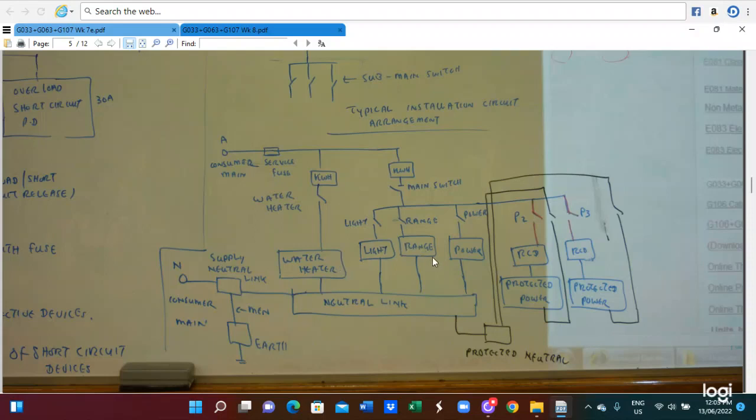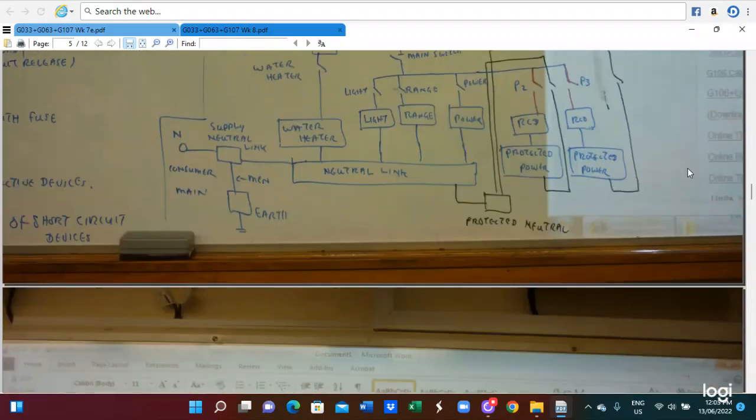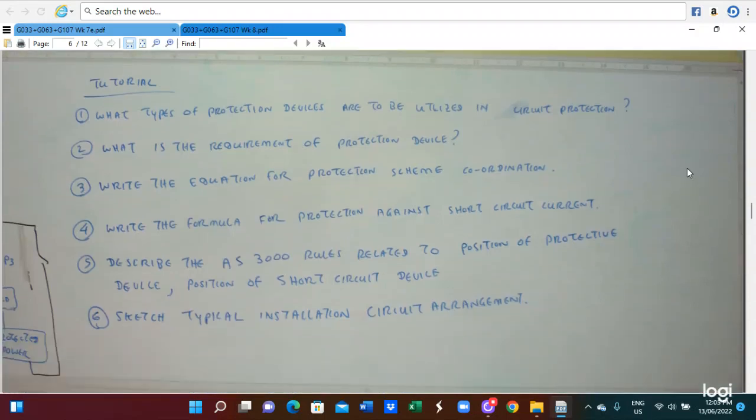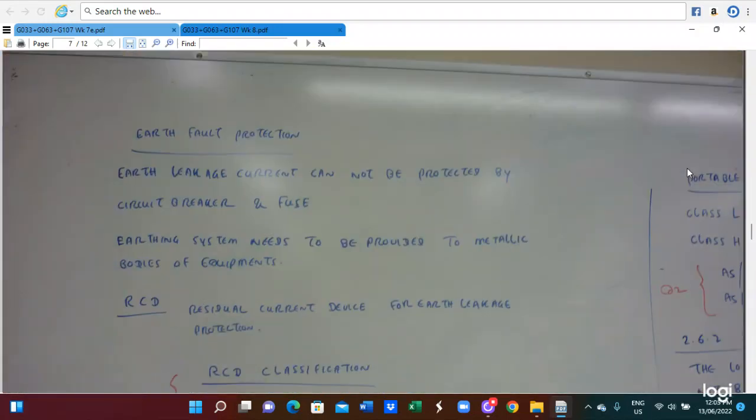Everything from the supply goes to the neutral link. Then here it is connected to the supply neutral link and connected to the earth. So this is the earth link. This is the configuration of the electrical power supply system for a typical building. So there will be this circuit. You see the water heater circuit and switchboard, and RCD protection for the light and the power switch, directly connected to the light and the power, and also the protected neutral link, unprotected neutral, and supply neutral link. So this is a typical wiring arrangement. Then you have to do those tutorials. Those are the answers for the tutorial.